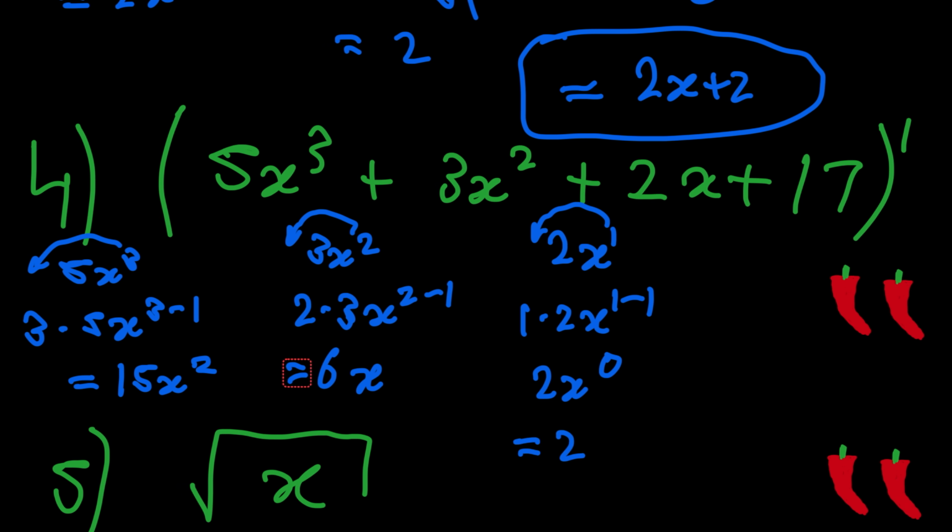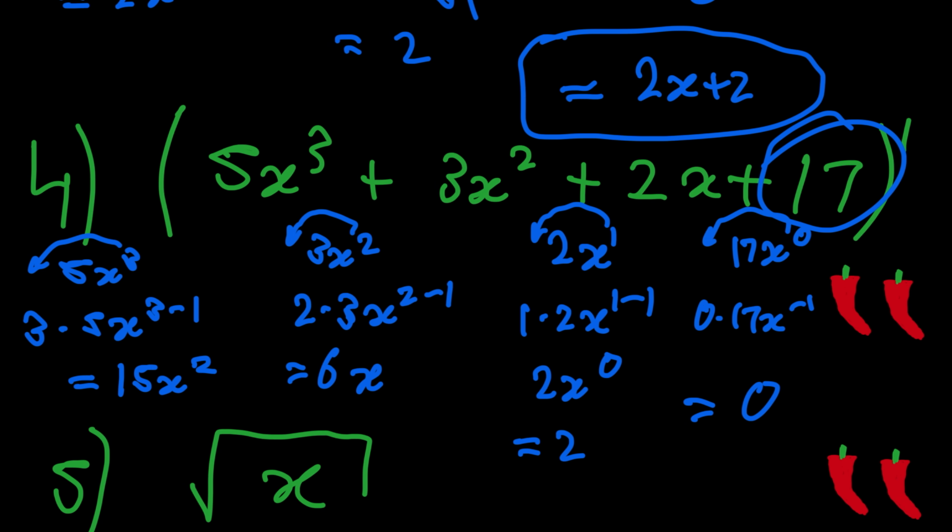And then finally, we have the term 17. We can say x to the power of 0. And we bring 0 to the front. 0 times 17, x to the negative 1. And that's just 0. So one thing you notice is that whenever I have a constant term, it basically means that there is no x variable at that term. So this term will never change. Whenever I have a constant term, its derivative will always be equal to 0.